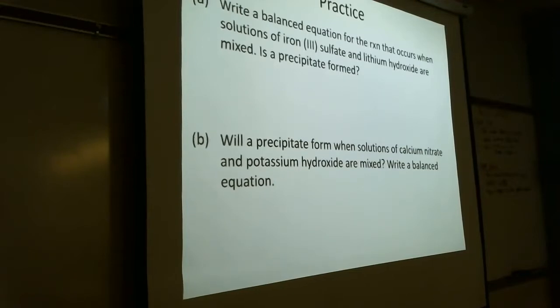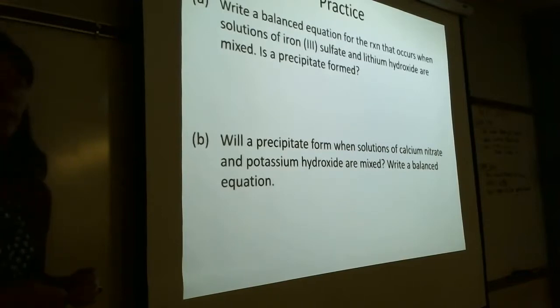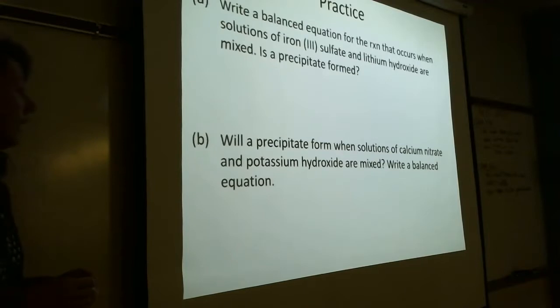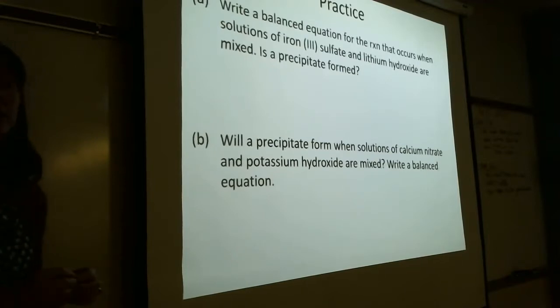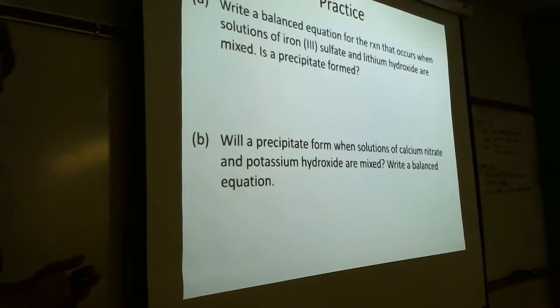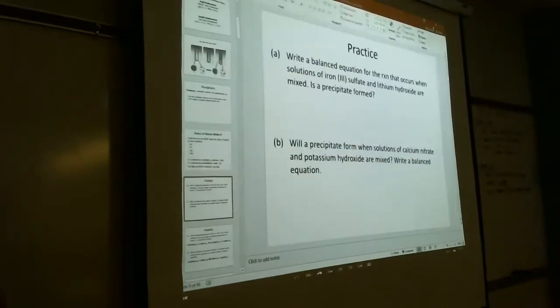And then secondly, will a precipitate form when solutions of calcium nitrate and potassium hydroxide are mixed? Write a balanced equation. Again, you don't need to look up the solubility of your reactants because the problem tells you that they are solutions. That means that they are soluble. All you need to look up is the solubility of your products. So I'm going to pause the recording, give you a second to do that.